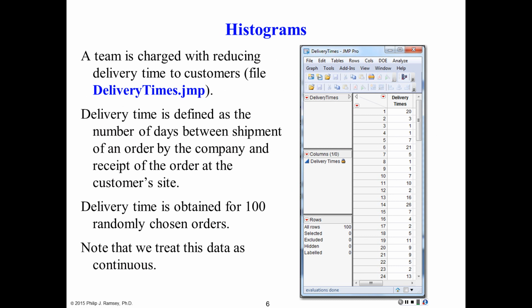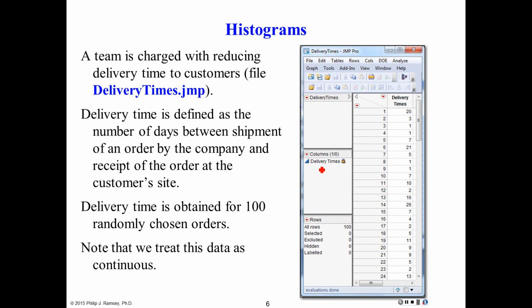So here's a simple example. This is a study being done on delivery times. In other words, how long is it taking to deliver a product to a customer? Okay, so this is the number of days it's taken from when an order is placed until the order has been shipped.